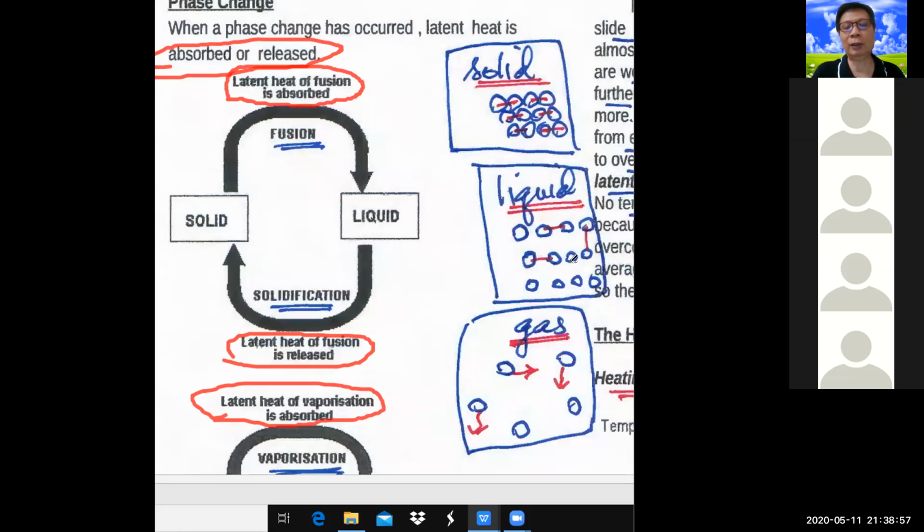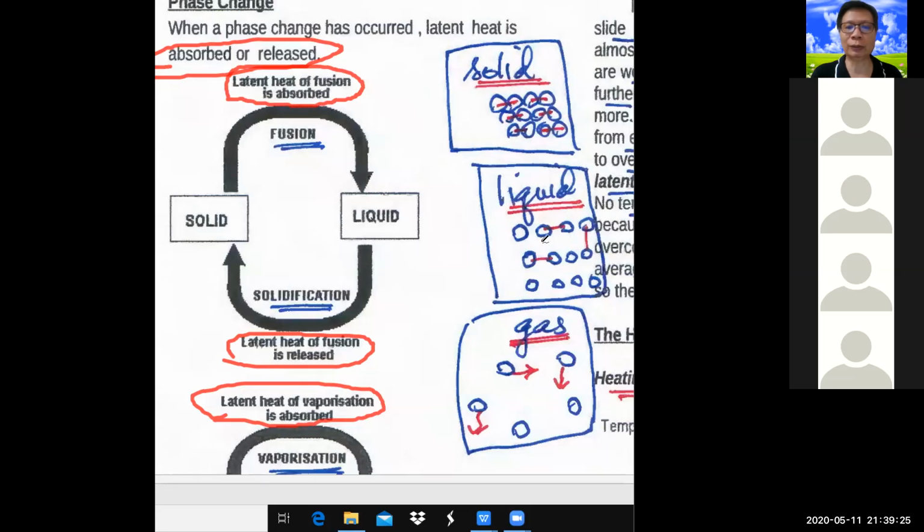Okay, then go to gas. When it goes to gas, it means no more intermolecular binding force. This force totally breaks. So the gas molecules are free to move around randomly. Understand? Okay, now I want to explain here. You listen.